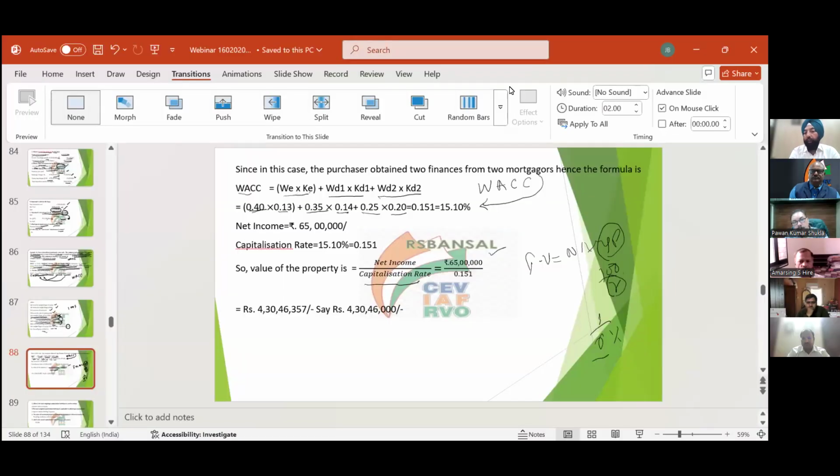And then 65 lakh divided by 0.151. So the value is 4 crore 30 lakh 46,357, or we can say it is 4 crore 30 lakh 46,000. So many times if you have to use this WACC, weighted average cost of capital, then you can use this formula.